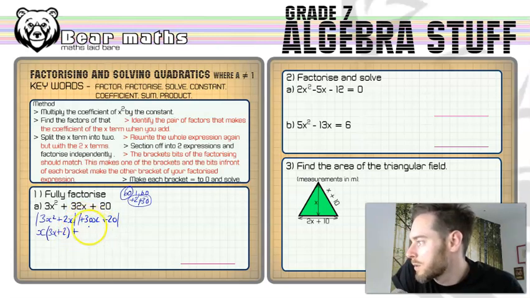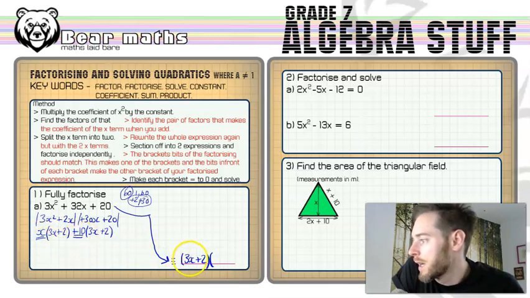Then we've got 30 and 20. The highest common factor there is 10. And then the bit inside the bracket is 3x plus 2, which is good because I know my brackets match. They should match. And that means that that is one of our brackets of our factorised expression. So if I was just to go down here, this is an identity: 3x plus 2 multiplied by, and then the other bracket is found by putting the bits that are on the outside or in front of the brackets together in another bracket, so x plus 10. That's our factorised expression, and that's it.